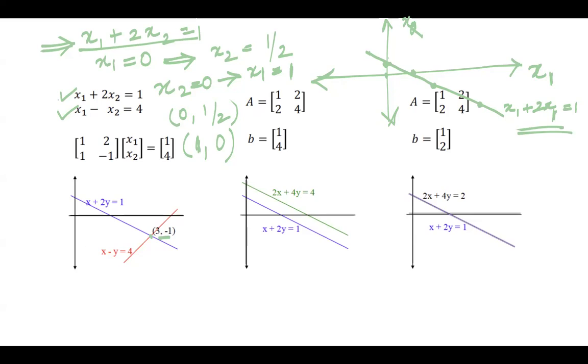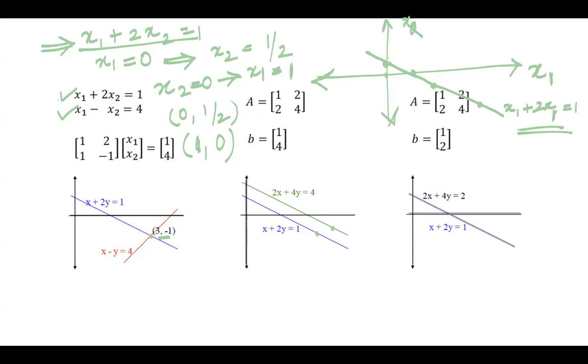If two lines are not touching at all, what does that mean? There is no value of x1 and x2 that is satisfying both the lines at the same time. For example, if you take two parallel lines like this, this point will only satisfy the first equation. This point will only satisfy the second equation. There is no point that will satisfy both the equations.